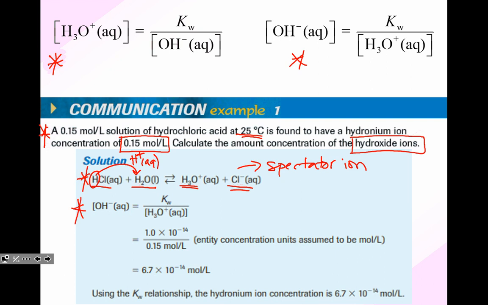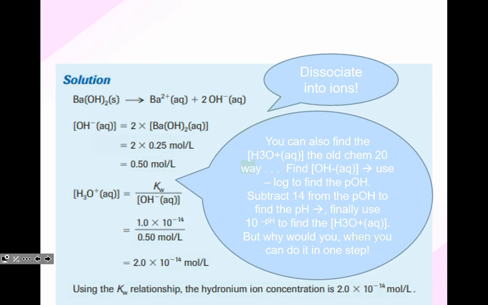So it's our Kw over our H3O plus ion concentration that's given to you right here. So we just use 1.0 times 10 to the negative 14 over that, and we get our answer, right? Using the Kw relationship, the hydroxide ion concentration is 6.7 times 10 to the negative 14.